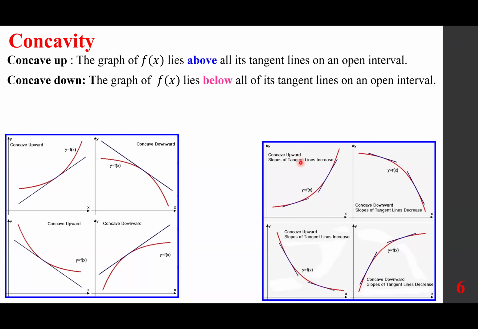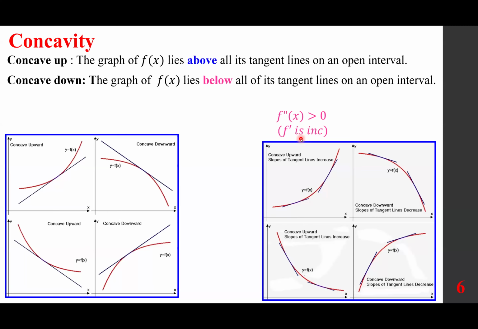So for concave upward, slopes of tangent lines increase. Notice this one has a positive slope, this line segment, which is a tangent line. So does this one, but this is steeper, so it's larger. This one has a negative slope, so does this one, but this is steeper, so this is more negative than this one. So it's increasing, and we say f double prime positive. That means f prime is increasing, concave up.